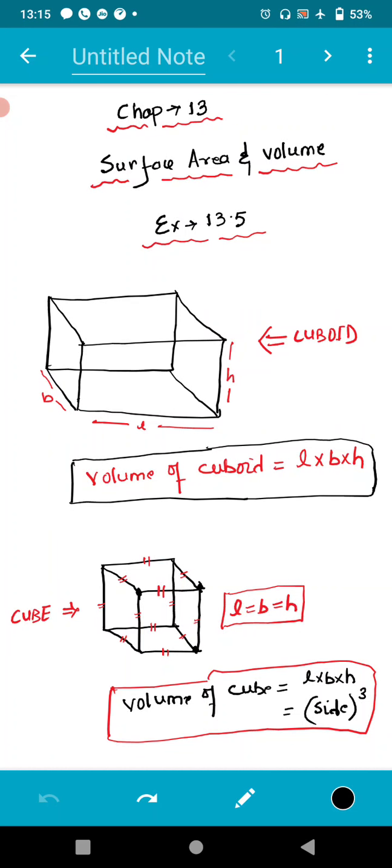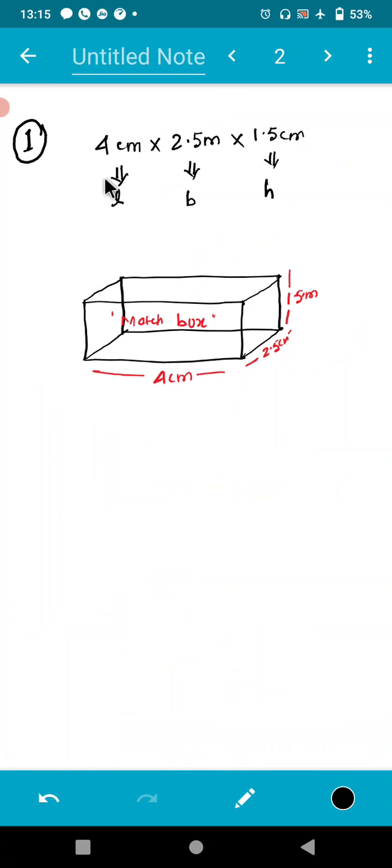Okay, now let's move on to question number 1. Now as you see on the screen, the dimension of a matchbox is given. That is a matchbox which measures 4 centimeter into 2.5 centimeter into 1.5 centimeter. So this way they have given the dimension, and what you have to find out, what will be the volume of a packet containing 12 such boxes.